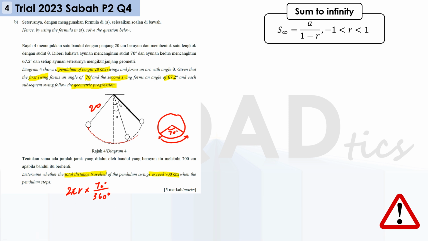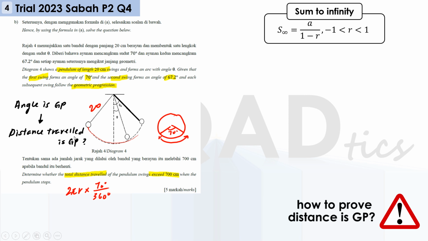So there's another question. We know that the angle follows a geometric progression, but what we need to find is actually the total distance traveled, which the question doesn't say is a geometric progression. Because if it's not, we cannot use this formula, right? For angle we can, but for distance traveled we still don't know yet. Okay, so let's do some calculation to prove that distance traveled is a GP.